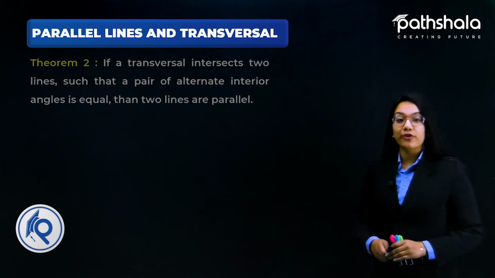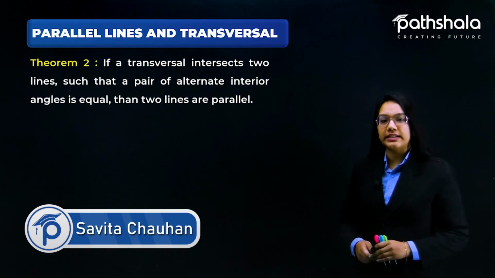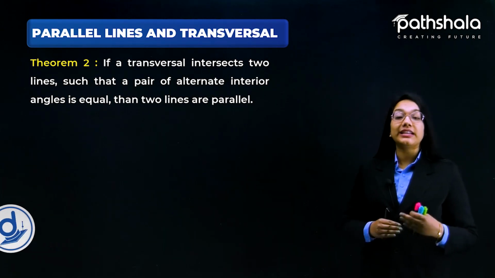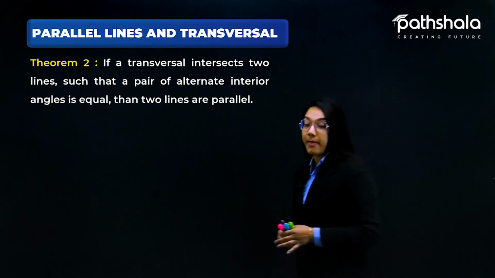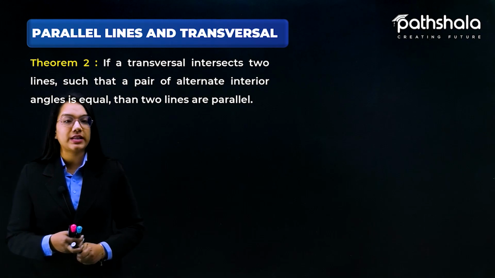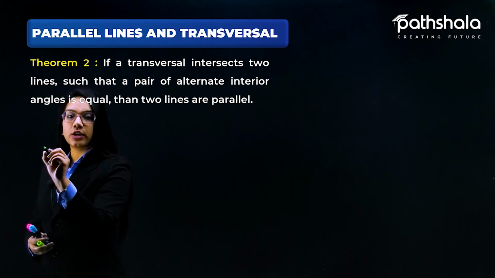Now let's move on to the next theorem, theorem number 2, which says that if a transversal intersects two lines such that a pair of alternate interior angles is equal, then the two lines are parallel. So now we have to prove that if a transversal intersects two lines such that a pair of alternate interior angles is equal, then the two lines are parallel.